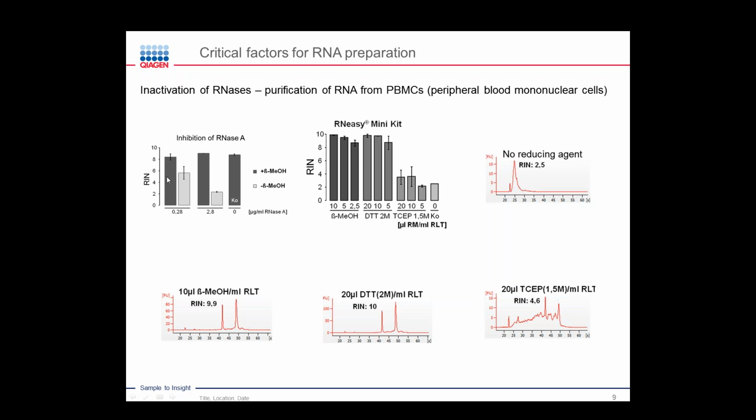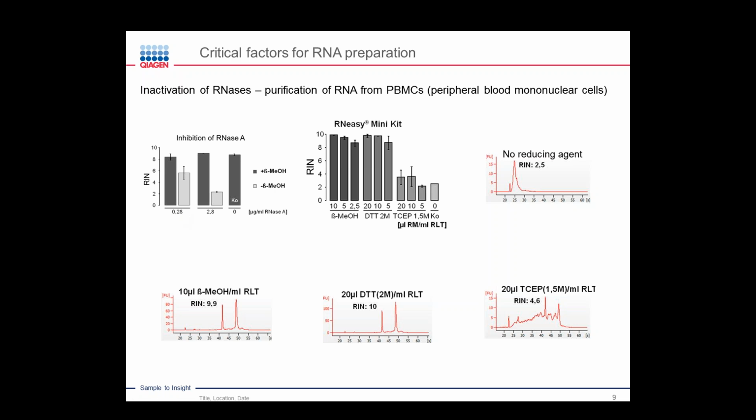The dark bars represent the samples plus mercaptoethanol, and the light bars represent the samples without mercaptoethanol. Afterwards, we analyzed the integrity of the RNA using an Agilent bioanalyzer and determined the RIN value for each sample. You can see that in the absence of mercaptoethanol, with increasing amounts of RNase A in the sample, the RIN value decreases.